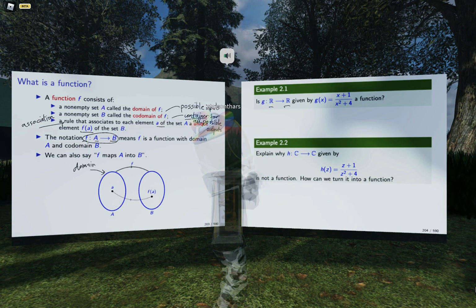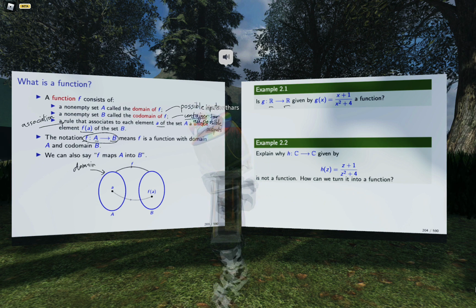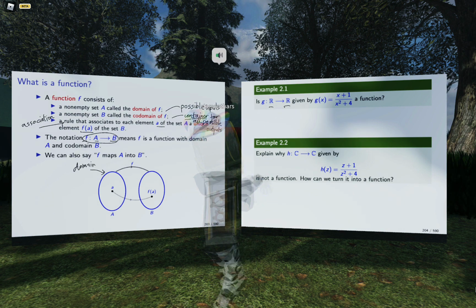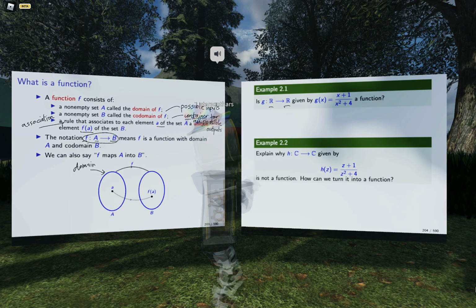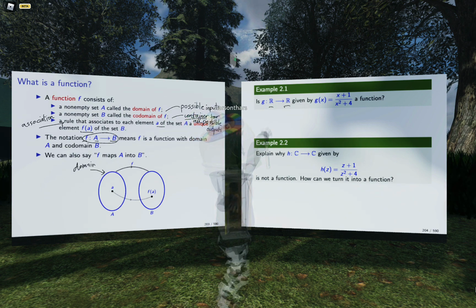Okay, for this triple to be valid, I have to check that the rule makes sense for every input in the domain. So can I add 1 to any real number? Yes. Can I square any real number and add 4? Yes. Can I take the ratio? Well, the ratio is well defined as long as x squared plus 4 is not 0, and it is not 0 if x is real. So the answer is yes.